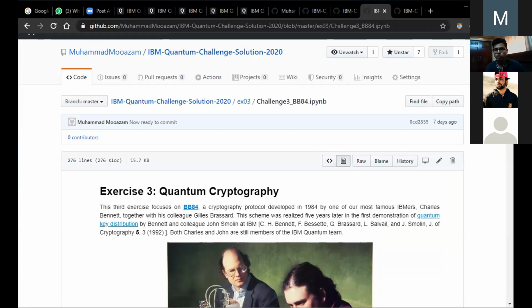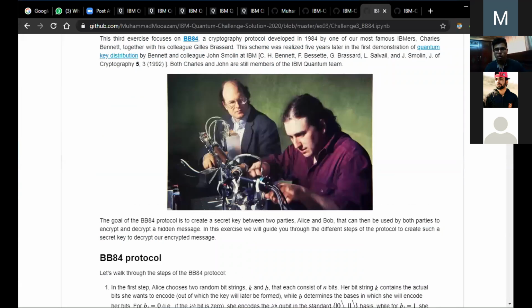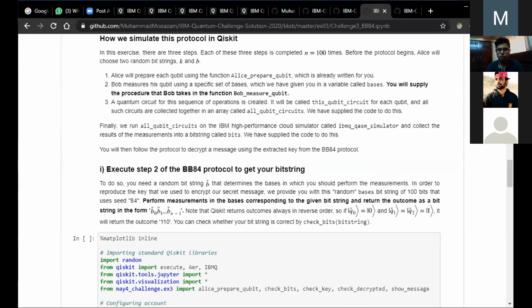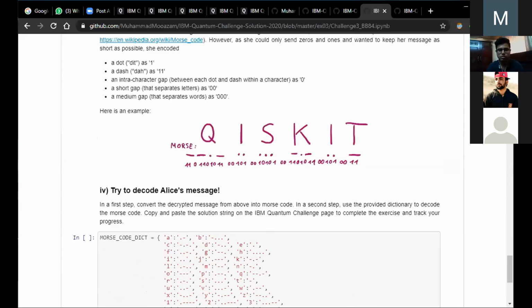Now that's all for exercise 3. Now let's head towards exercise 4, which is the toughest exercise of the challenge.